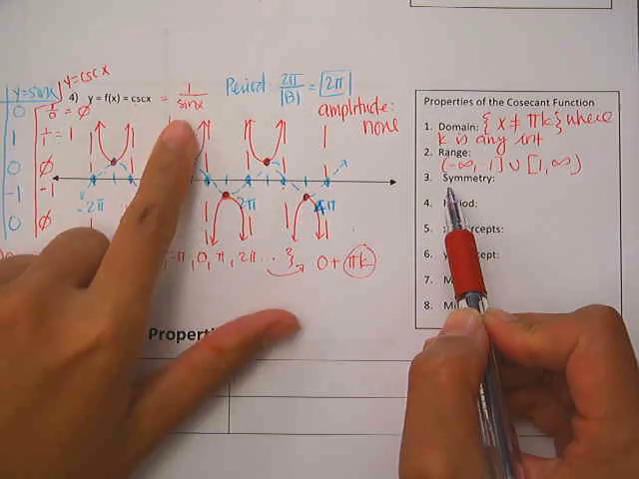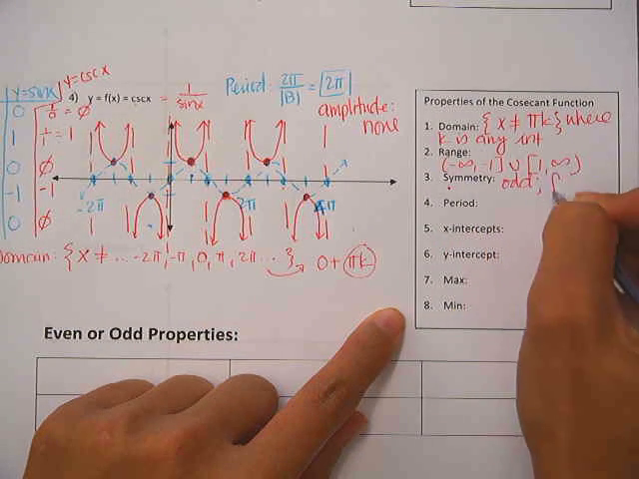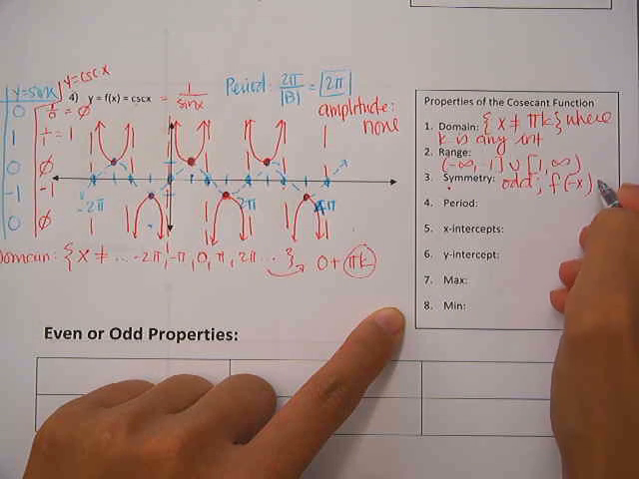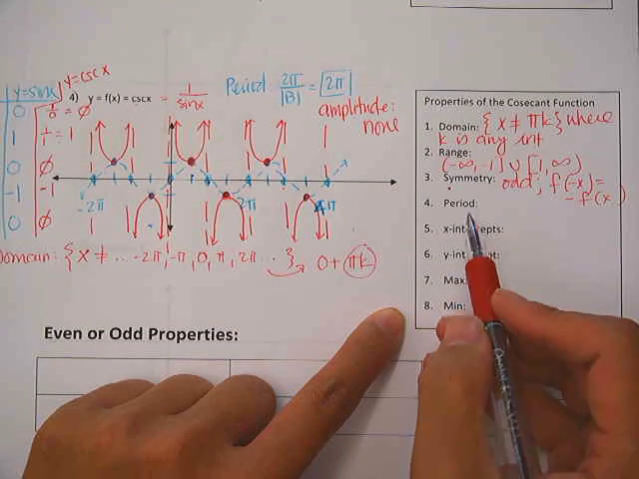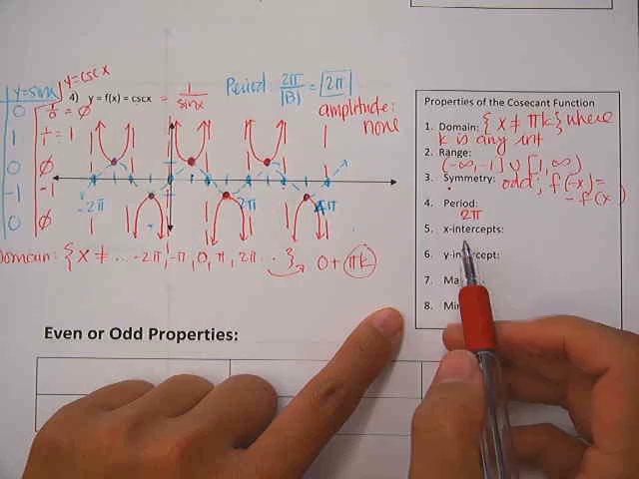Symmetry is going to be the same as sine, which is an odd symmetry. Based on your first semester, an odd symmetry is f of negative x equal to negative f of x. That's what an odd symmetry is. Period is the same as sine, which is 2 pi.